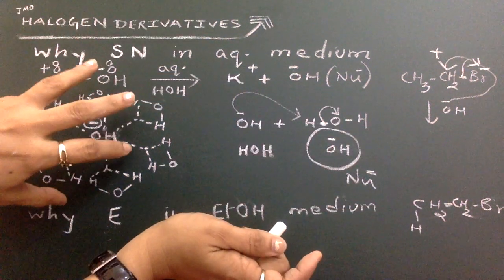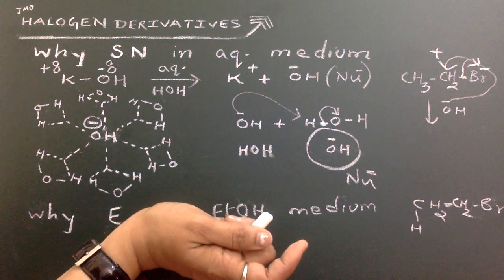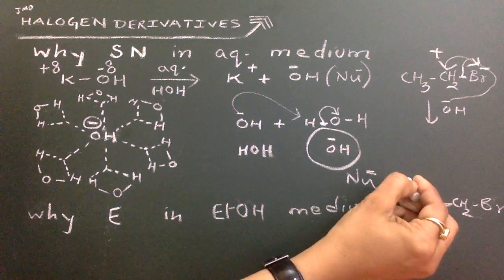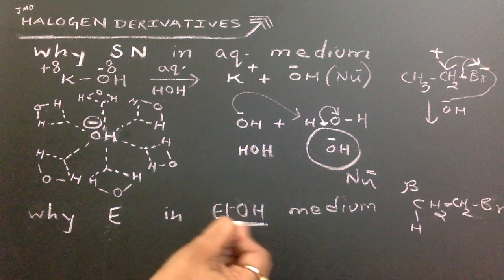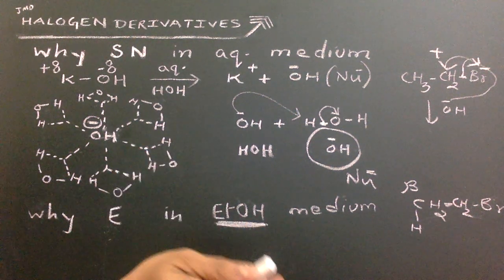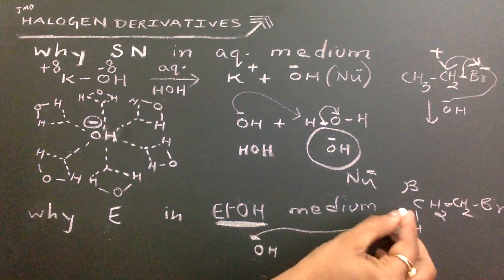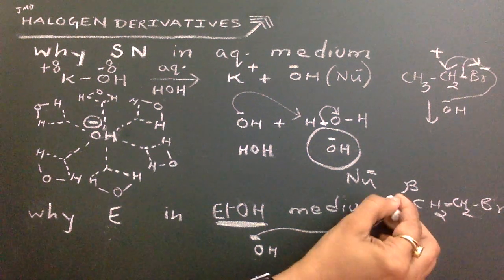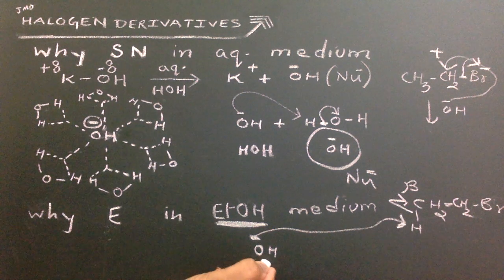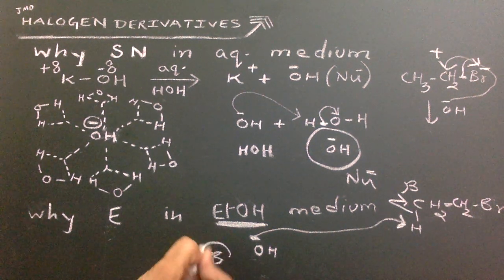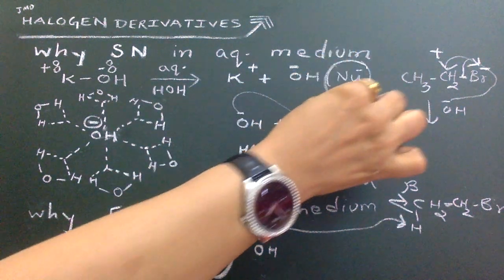So in aqueous medium, the OH minus is hydrated, and hence it is not in a position to abstract a proton from the beta carbon. But in alcoholic medium, the OH minus is not hydrated, and hence it is in a position to abstract a proton from the beta carbon and cause an elimination reaction. So the same OH minus over here is behaving as a base, but the same OH minus over here is behaving as a nucleophile.